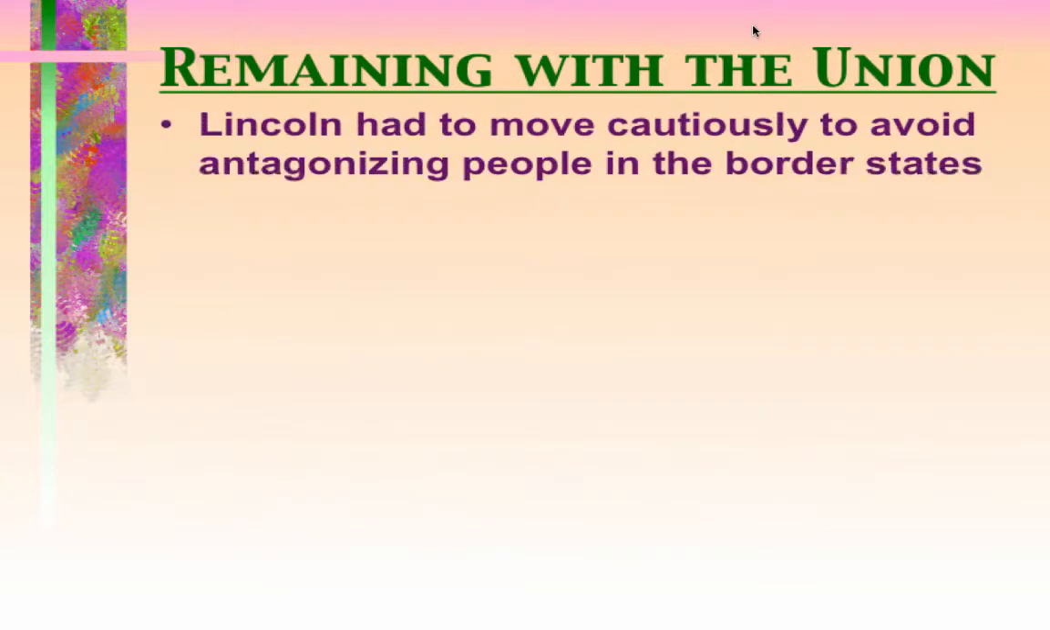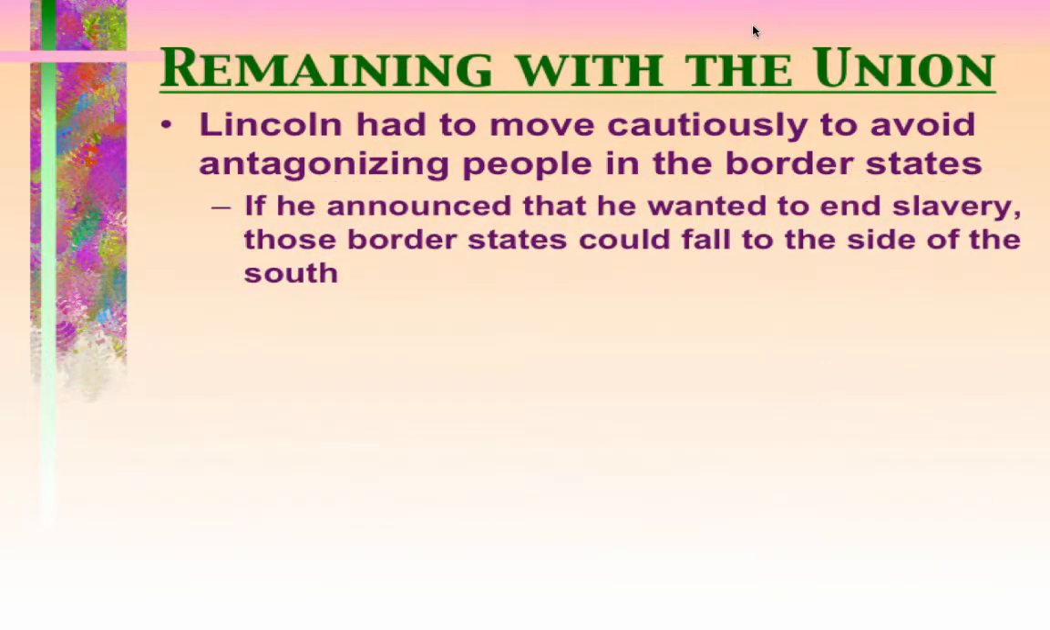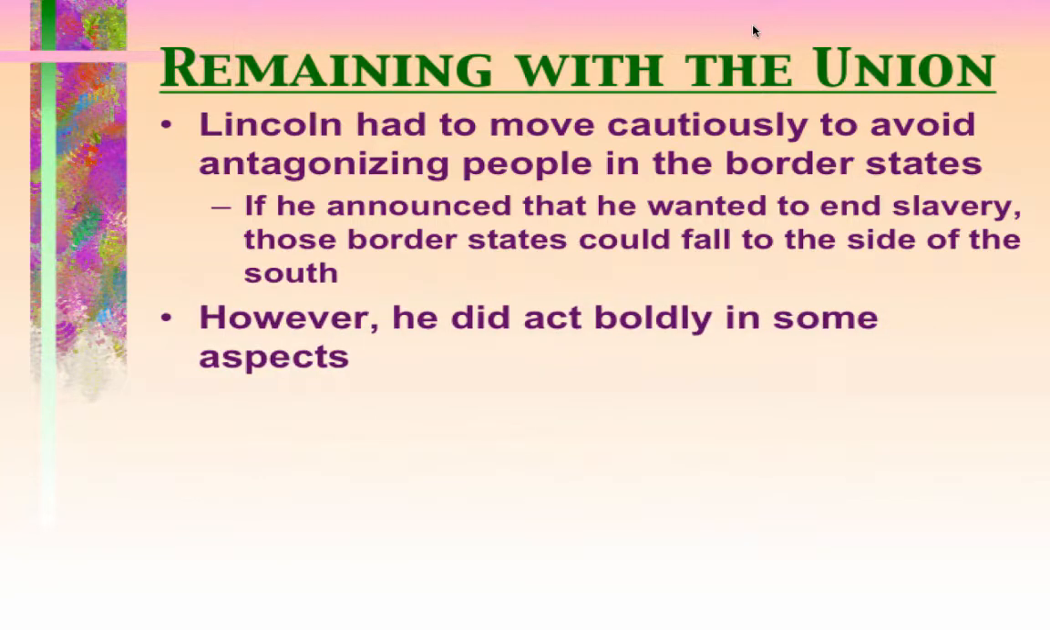He had to be very cautious to avoid upsetting those people in the border states. For instance, if he came out and announced that he wanted to end slavery, those border states would quickly fall to the side of the South. He can't do that. However, he did act boldly in some other aspects.